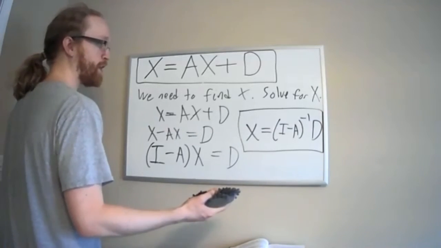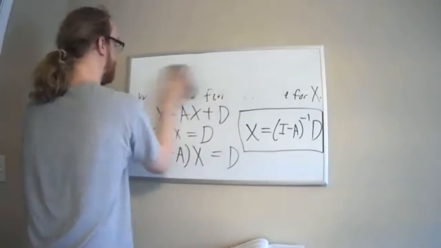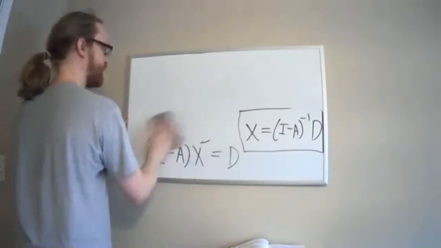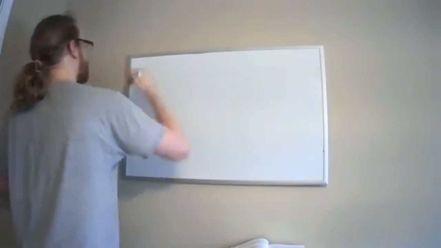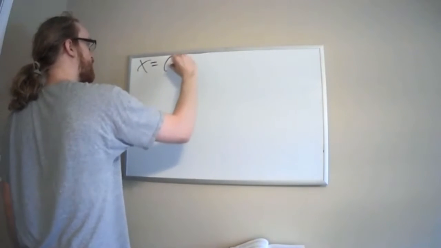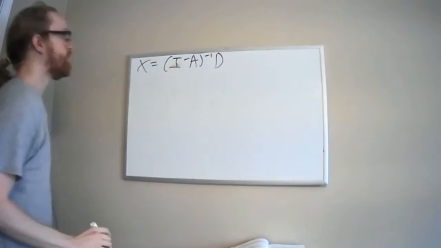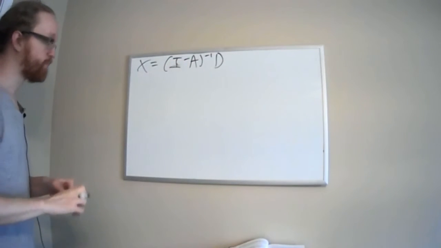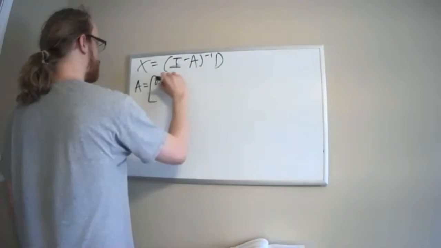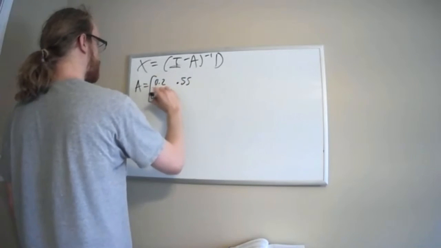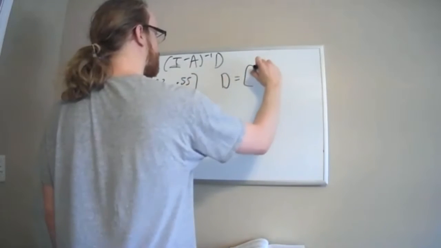So let's go ahead and apply it now in our situation to solve this problem, so you can get a feel for how all this works. I'll rewrite this formula up here. X equals (I minus A) inverse times D. And now we're going to solve it with our current problem. So remember that A was 0.2, 0.55, 0.4, and 0.1. And D was 10, 20.